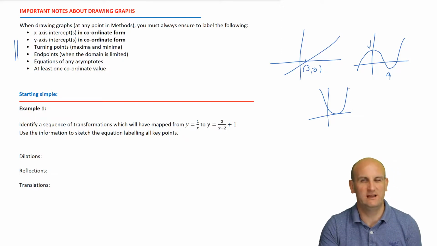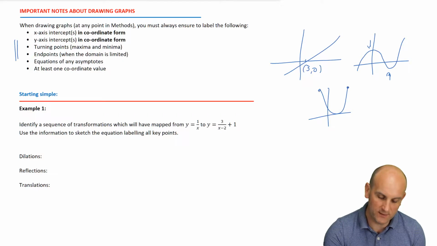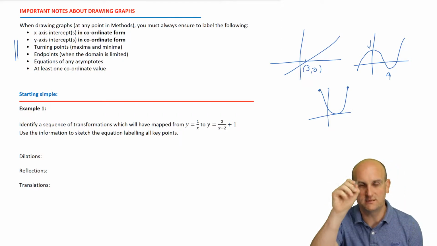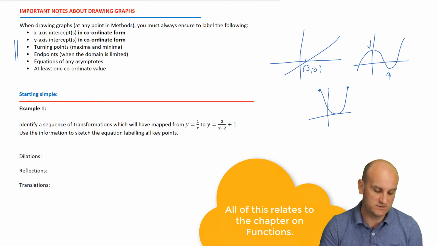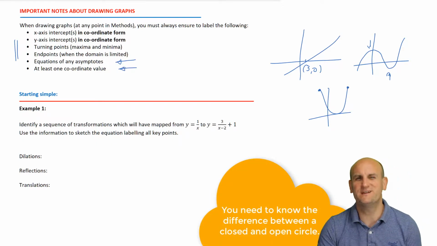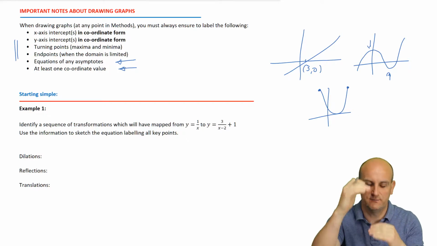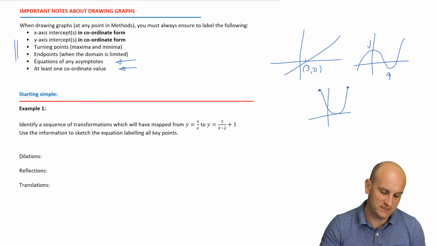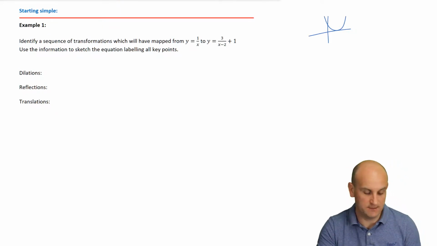Endpoints. Now, endpoints are really, really important. When a graph has a domain that's been limited, you must put on the endpoints. The way you show that is by doing either open circles or coloured-in circles, and coordinates. You must put those coordinates. Equations of asymptotes and at least one coordinate value. There are arguments about what that coordinate value is, particularly if you're dilating something. Examiners need to know that you've understood that something's been dilated, and the best way to show that is using a coordinate.